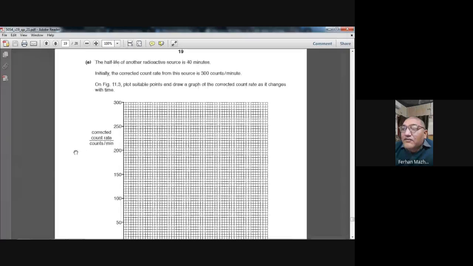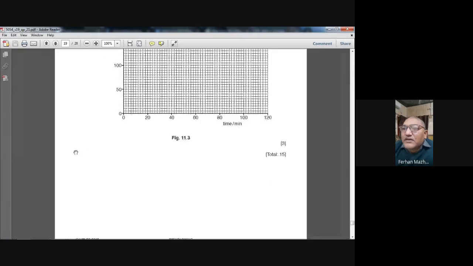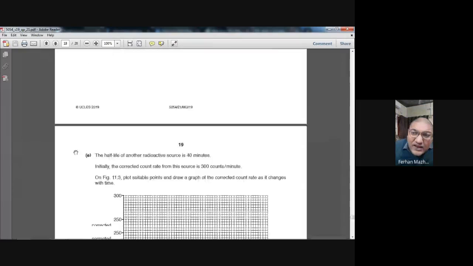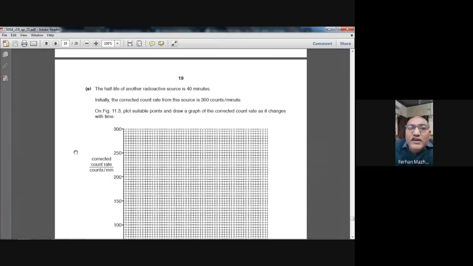Here is a 3 mark question with a graph. It says the half life of another radioactive source is 40 minutes.